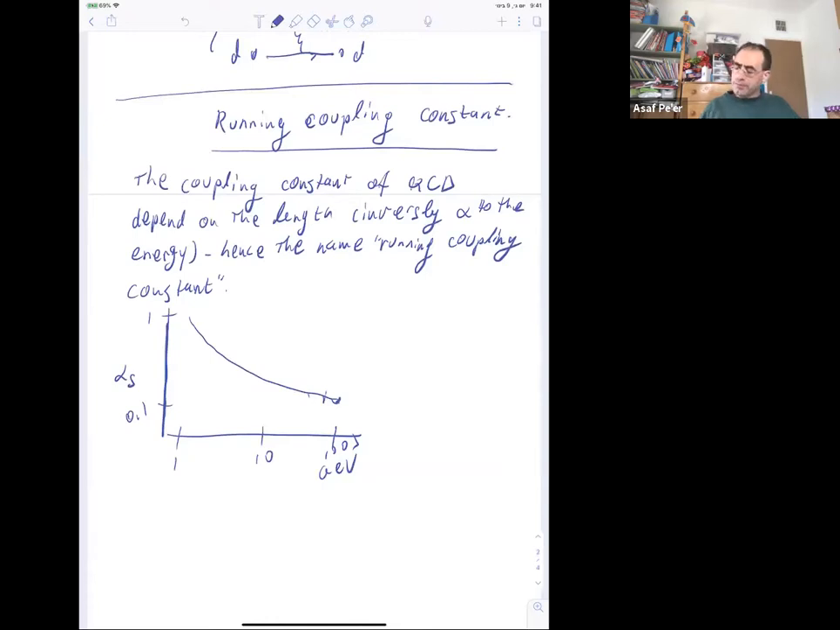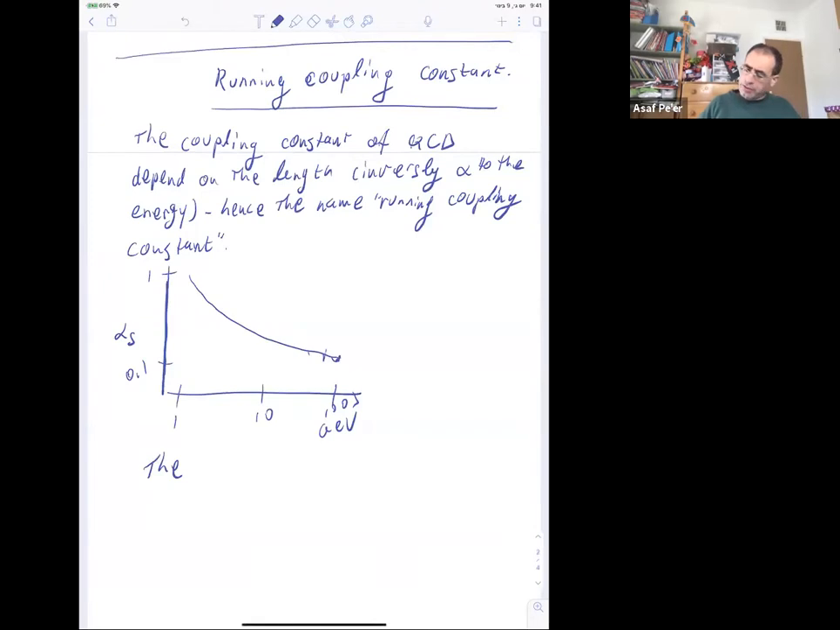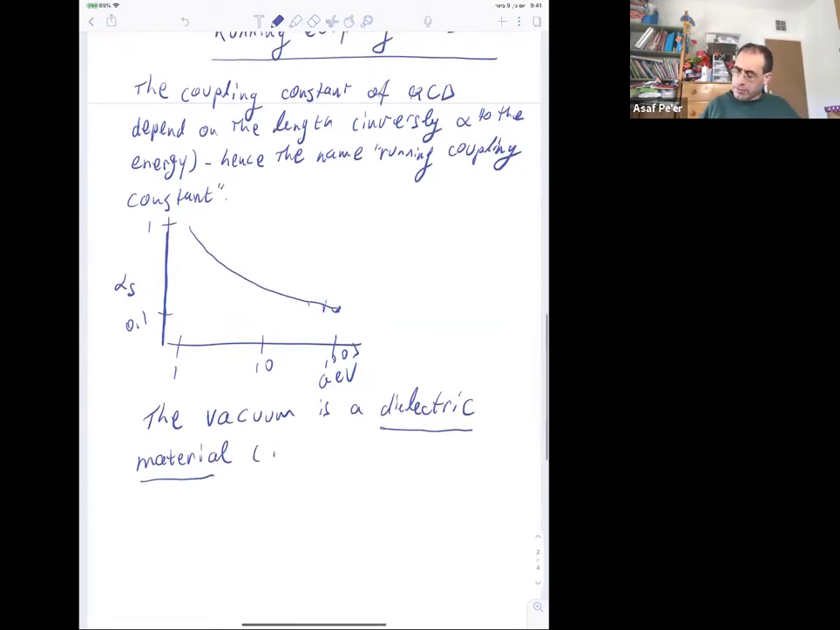is really a dielectric material. Let me write it down because this seems counterintuitive. Definitely it's not a classical result. Vacuum is a dielectric material. Just to remind you, a dielectric material is an insulator which can be polarized when an electric field is applied.